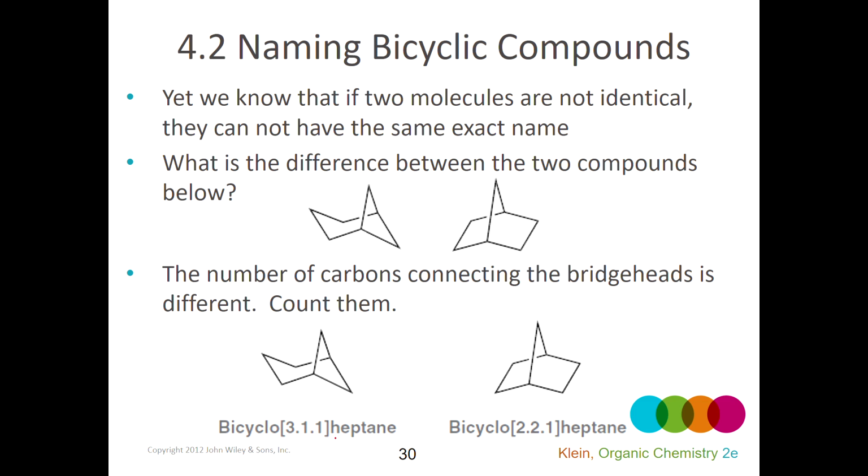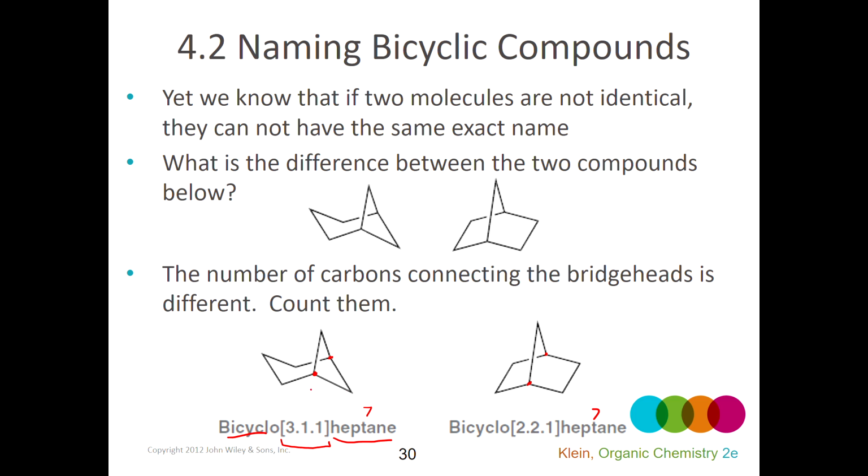So they're going to have the same parent name, which is bicycloheptane, because they're both bicyclic or fused ring systems, and they both consist of 7 total carbons. So then we use these numbers in the brackets. This is different from anything we've talked about yet. We use these numbers in brackets to communicate about how many carbons there are connecting the bridgeheads. The bridgeheads are the carbons where the rings are fused to one another. Right? These carbons where multiple bonds come together and act to fuse the rings together.